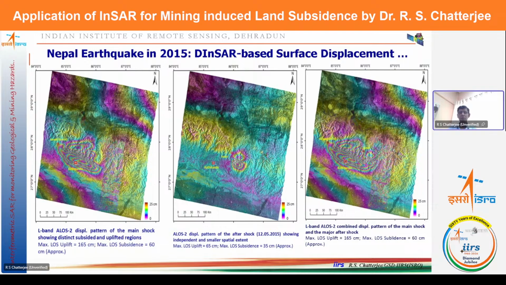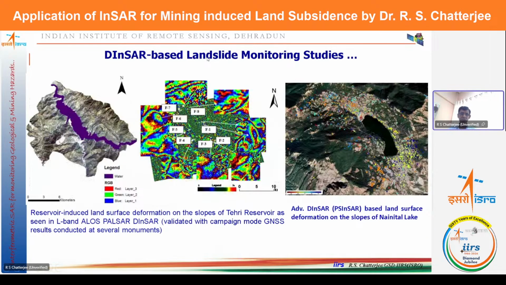Similarly, InSAR can be used for landslide monitoring. This is an example; see, there is this reservoir. This is the Tehri reservoir in India, in the state of Uttarakhand. All along the rim area, slow movements of the terrain are happening. There are landslides occurring. But before the landslide, the slow movement of the mass is happening very much, isn't it? So we could map this all along the rim of this reservoir.